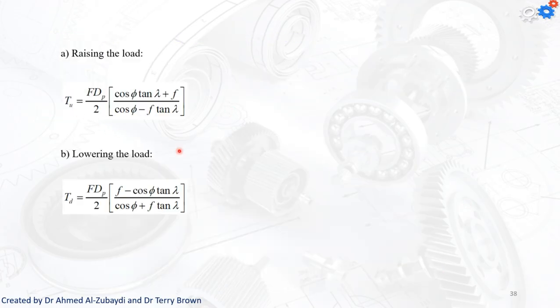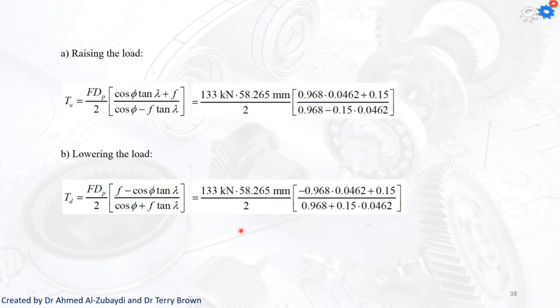Now we're going to use the equations to calculate the torques. The two equations we have for raising and for lowering the load are already given, so I can apply the parameters within. The F is 133 kilonewton, and 58.265 is the dP divided by 2. That's part 1. You can put that on an Excel sheet or calculator. Now we have the cosine of the phi times the tangent of the lambda, plus the coefficient of friction, over the cosine of the phi minus the coefficient of friction multiplied by the tangent of the lambda. Put all the parameters in, and we can find the answer.